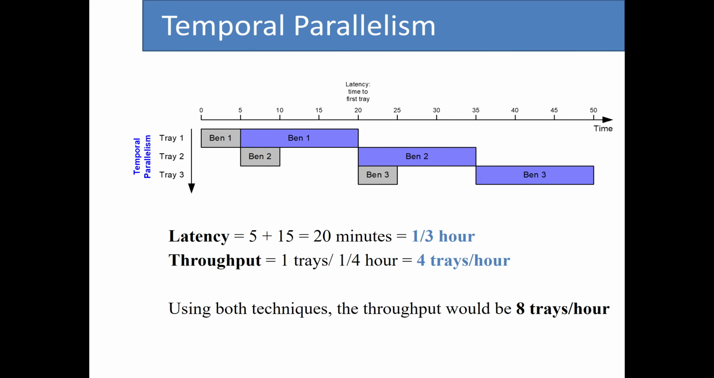Now let's say we combine these two techniques. Not only do we do spatial parallelism, so we use 2 ovens, but we also use temporal parallelism, so we roll the cookies while the previous batch is baking. By combining the two, we can double the throughput from 4 trays per hour to 8 trays per hour. Of course, as you can see, these were very basic examples, but they can serve as a good gateway for you, if you are interested in this topic, to go and look for it on your own.